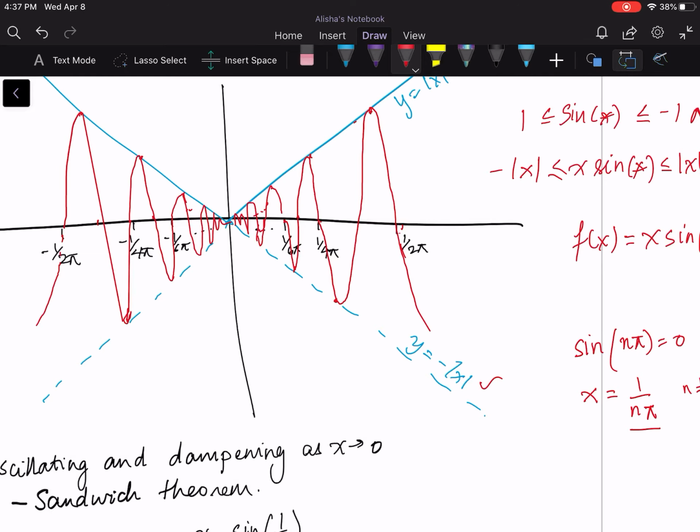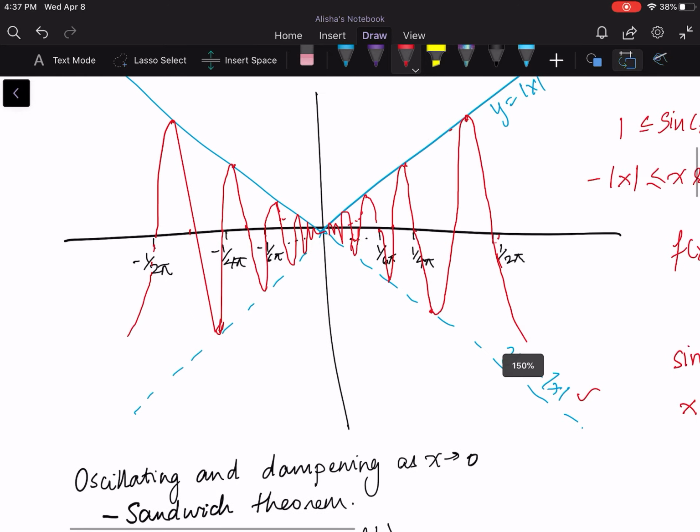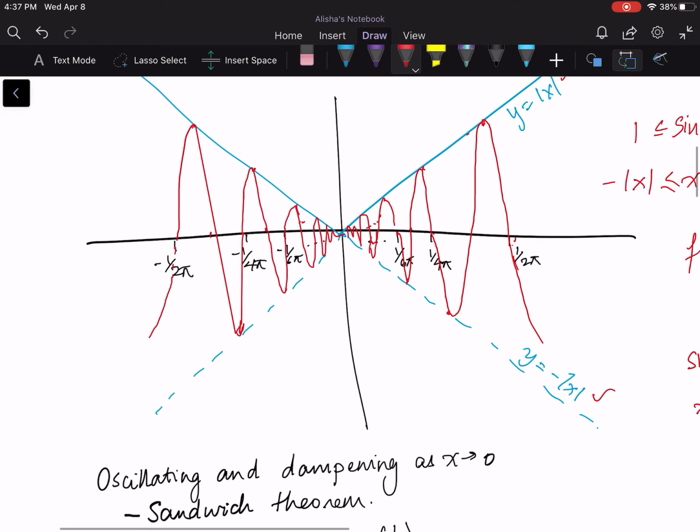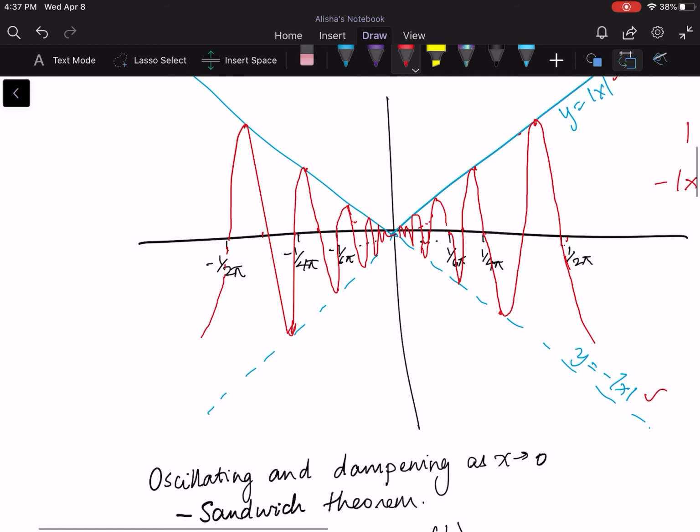So what we're looking at for f of x is a function that's oscillating and dampening as x goes to 0. And so in this case, if we're asked for the limit as x goes to 0, the sandwich theorem is definitely going to help us out. So, oscillating and dampening, let's consider using the sandwich theorem.